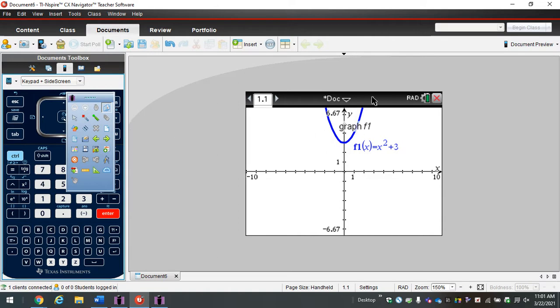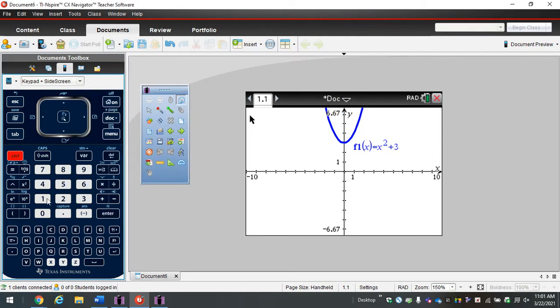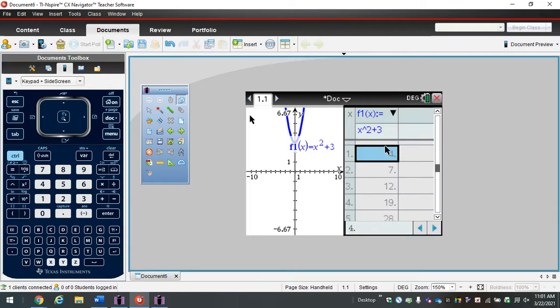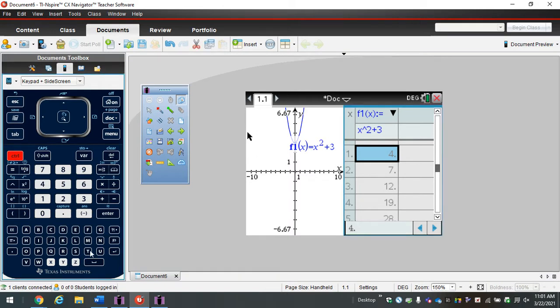You know that it opens up, right? So that's positive right here. The x squared is positive, so it opens up. You can do control T, and there's your table. You can only do control T, guys, when it's y equals, okay? So I'm going to control T, get rid of it.